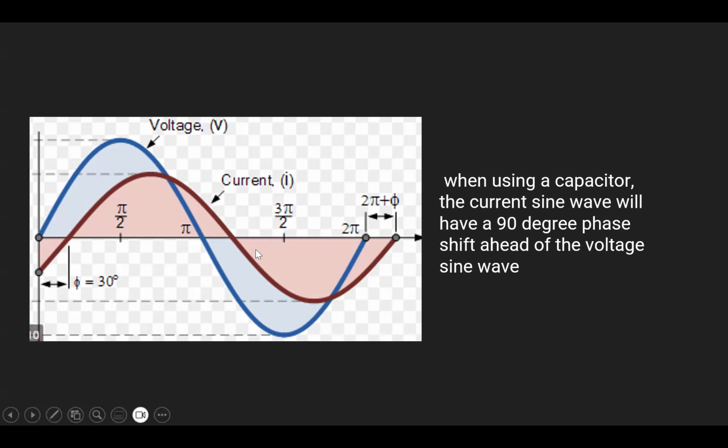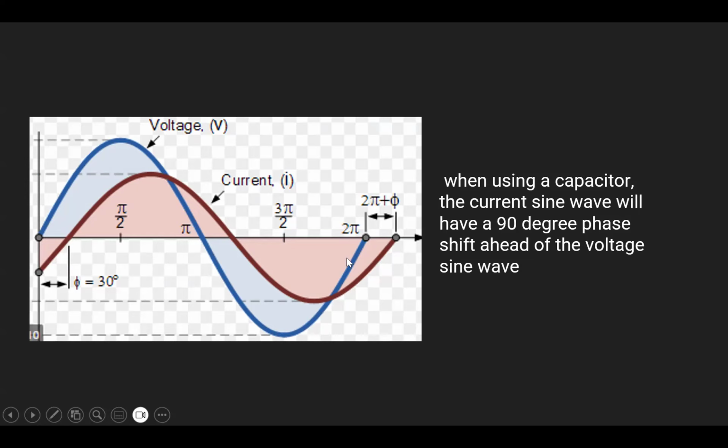For voltage and current, when we graph them over time, you can see that the current wave has a 90-degree phase shift ahead of the voltage sine wave. So if we were to graph them, the current starts lower than the voltage, but as we graph it over time, the red line, the current, is a little bit ahead of the blue line, which is the voltage. It's ahead by 90 degrees, essentially.